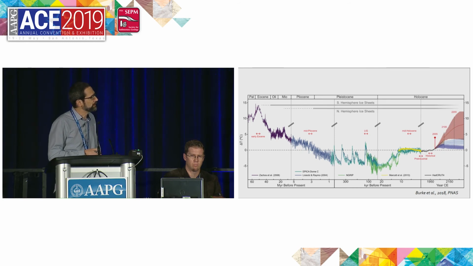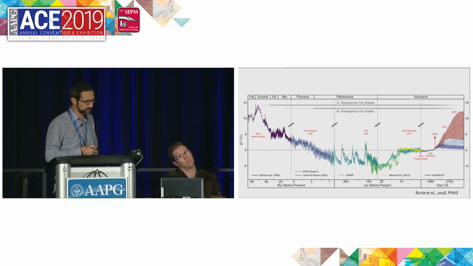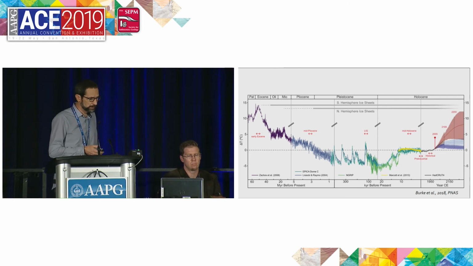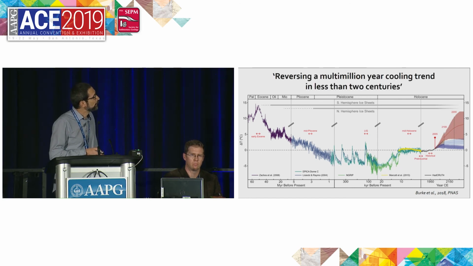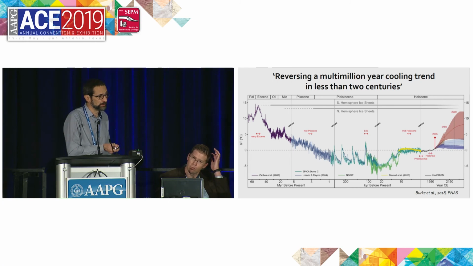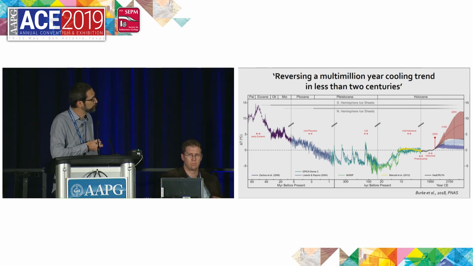And that essentially means, this paper published in Proceedings of the National Academy of Sciences essentially says, that this means going back, certainly back into the Pliocene, but this red area essentially takes us back into the Miocene and Eocene. And that would not be a good thing. The same paper states that what we are looking at here is a reversal of a multi-million year cooling trend in less than 2 centuries.